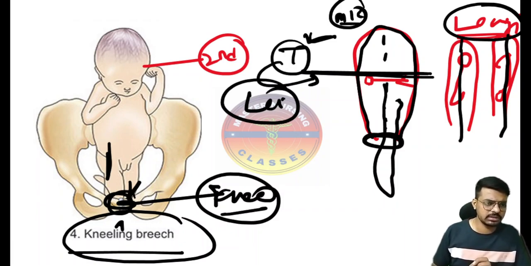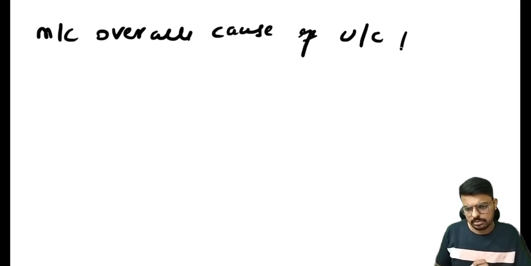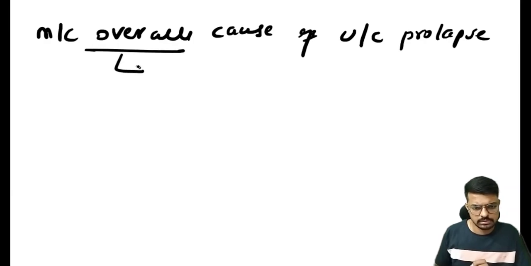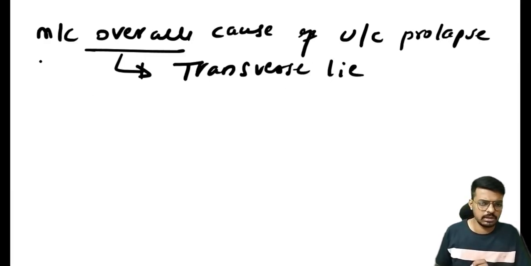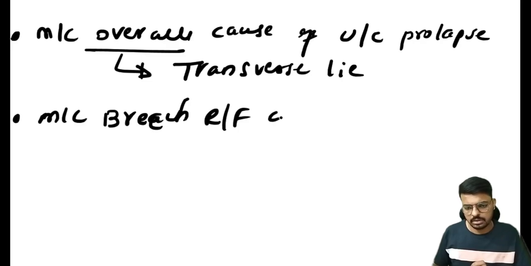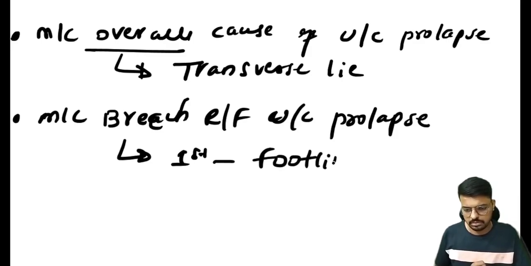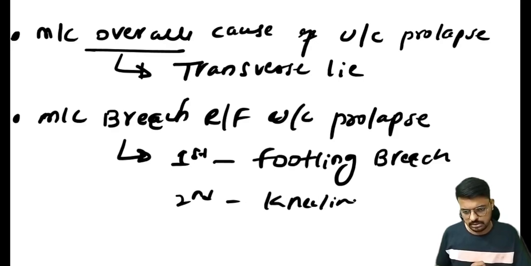Let me write it to make it clearer for you all. The most common overall cause of umbilical cord prolapse is the transverse lie. Okay, important point. The second important point: what is the most common breech responsible for umbilical cord prolapse? The first answer is footling breech, and the second answer is kneeling breech.